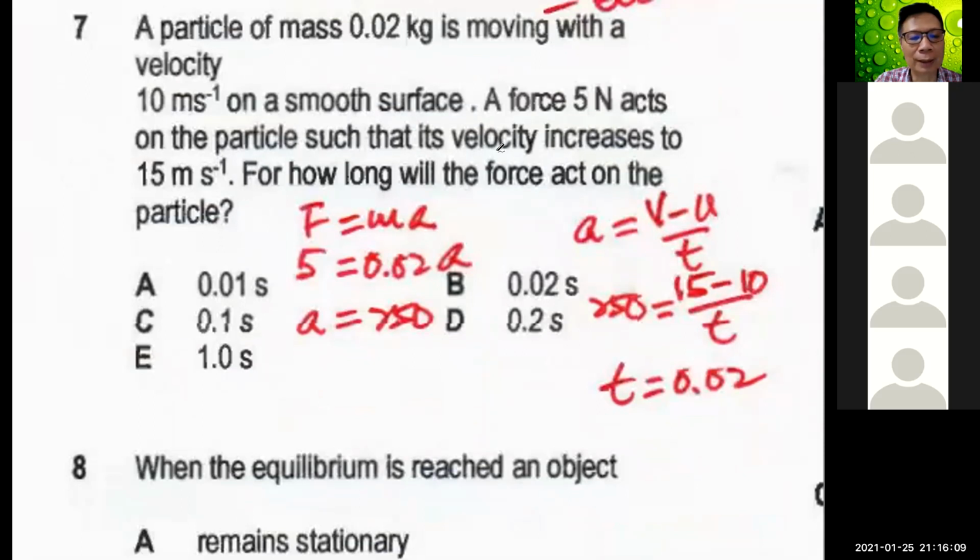Okay, number 8. When the equilibrium is reached, this question very simple.